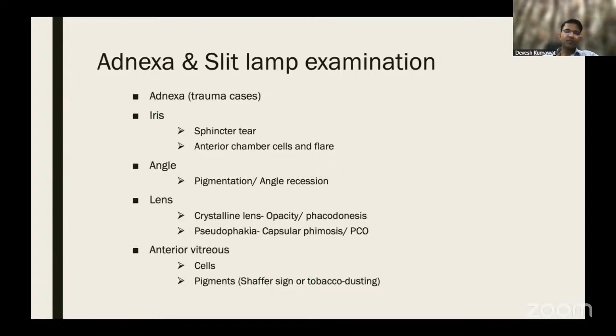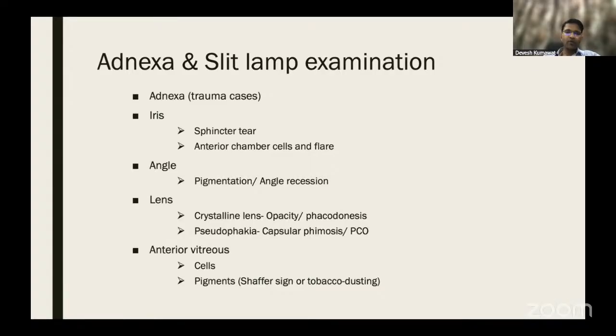If there is history of trauma, again you need to have a look at the angle recession, and in addition to angle recession, you need to have a look at the neovascularization of the iris and the angle if it's a diabetic retinopathy case. In this case, I've omitted that finding because we are dealing with a retinal detachment. Otherwise, you need to have a look at the iris and the angle for neovascularization if it's a patient of proliferative diabetic retinopathy or retinal vein occlusion.